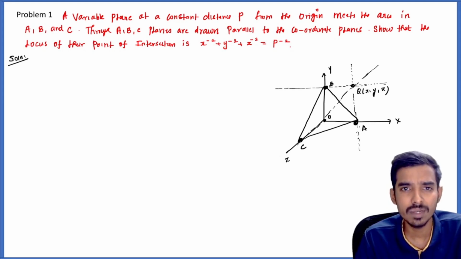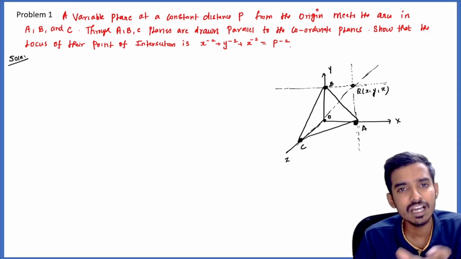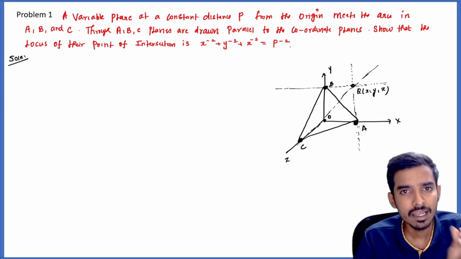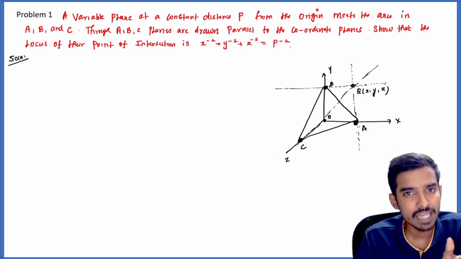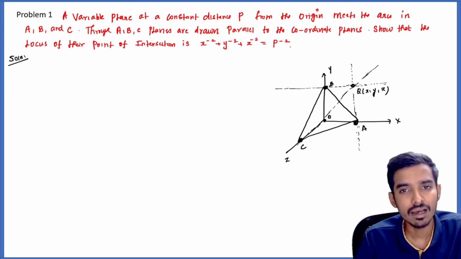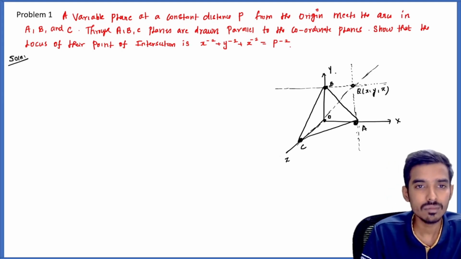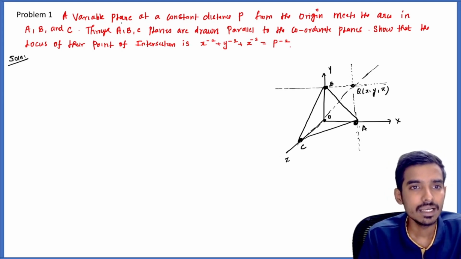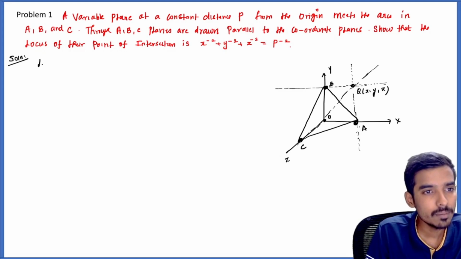What is a locus? In the previous class, I said a locus is an equation that a set of points will satisfy. Here, whatever point of intersection you take satisfies the condition that it is at a distance of p from the origin, and it is also parallel to the coordinate planes. Good. So we'll start the solution. Let the variable plane be.